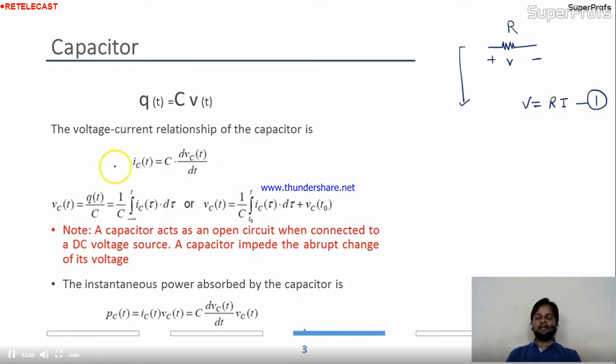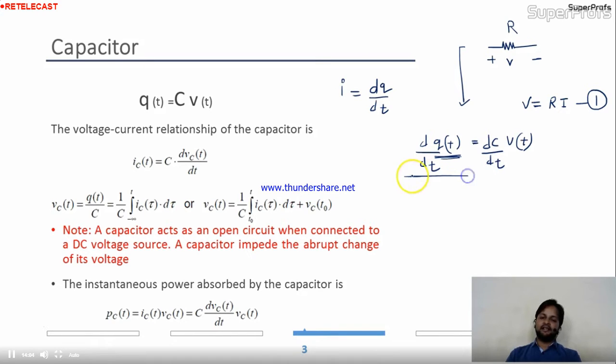But what about the capacitor? For the capacitor also we can check. Q(t) is nothing but C V(t). What is the current? Current is nothing but dq by dt. So to make this term current, can I differentiate both sides? Yes, I can. So this will become current i(t), because dq(t) by dt is nothing but the current. The C is a constant, so it comes out: C d by dt of V(t).